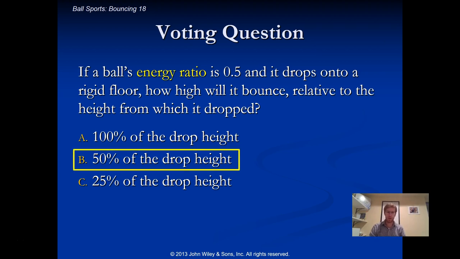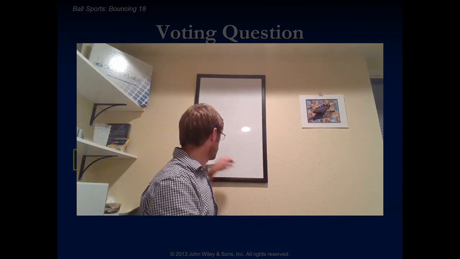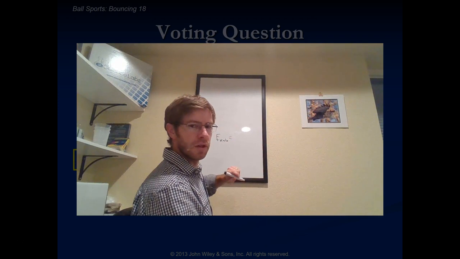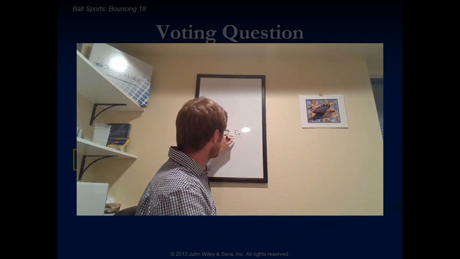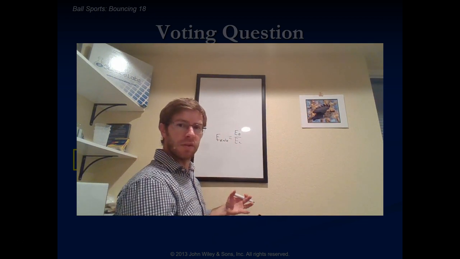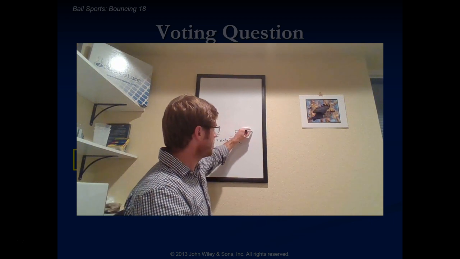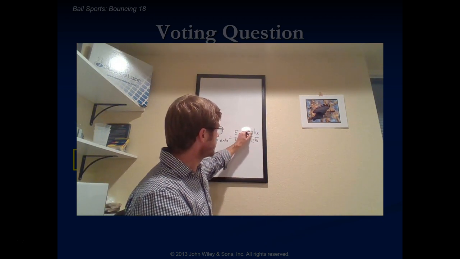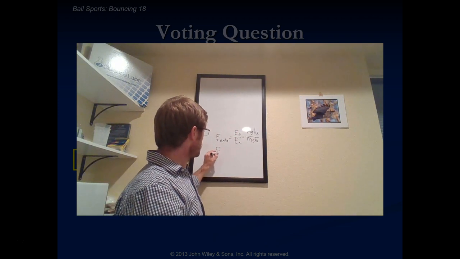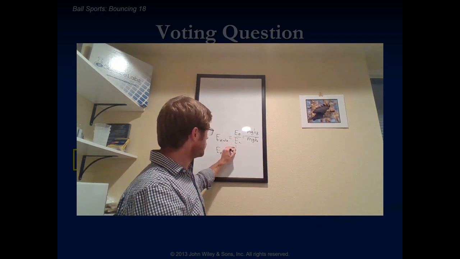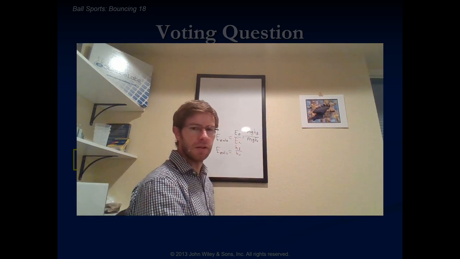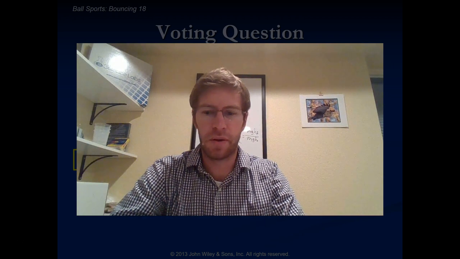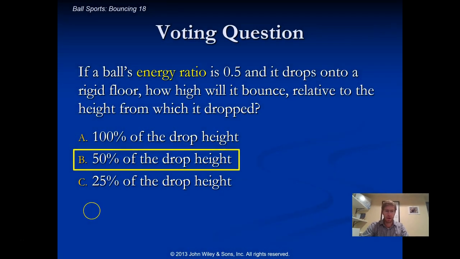Because again, energy ratio, I'm going to put this on the board to just drive home the concept here. So energy ratio, again, is the rebound energy divided by the collision energy that you started with. So if we think of this in terms of gravitational potential energy, this would be mgh final, that's h_f, divided by mgh initial. And so if you cancel out the m and the g there, your energy ratio, as we saw in class, would be equal to your final height divided by the original height. So if your energy ratio is 0.5, then your final height would be 0.5 or half or 50% of the original. Cool.